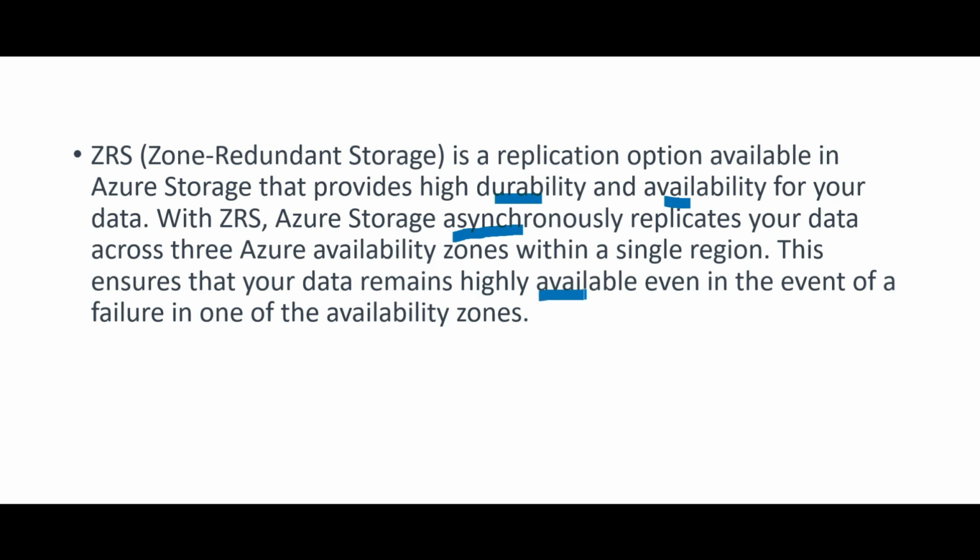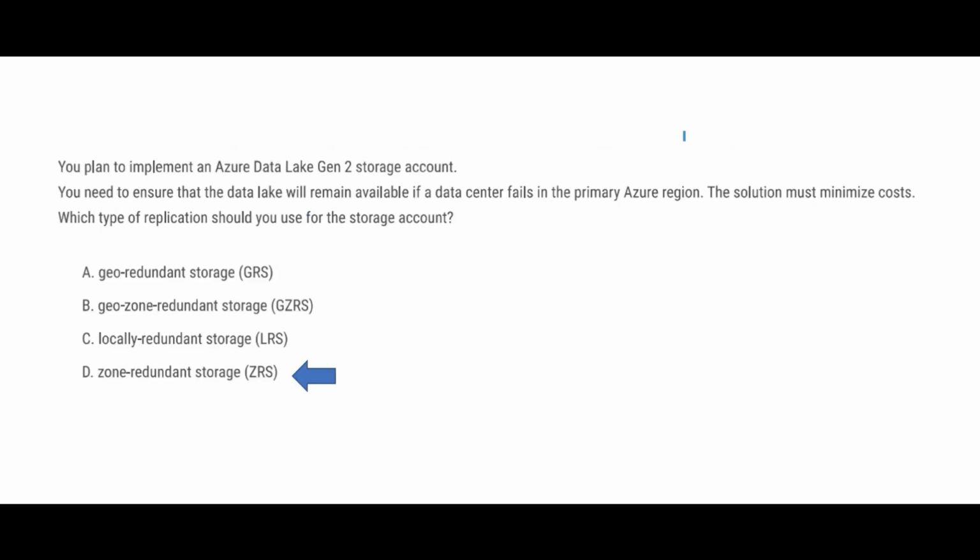And data will be highly available. In the event of failure, you can get it immediately. There is no recovery time like, okay, if the data center went down, it will take 10 minutes for this to be up. It does not happen that way. So option D, zone redundant storage, is our answer.